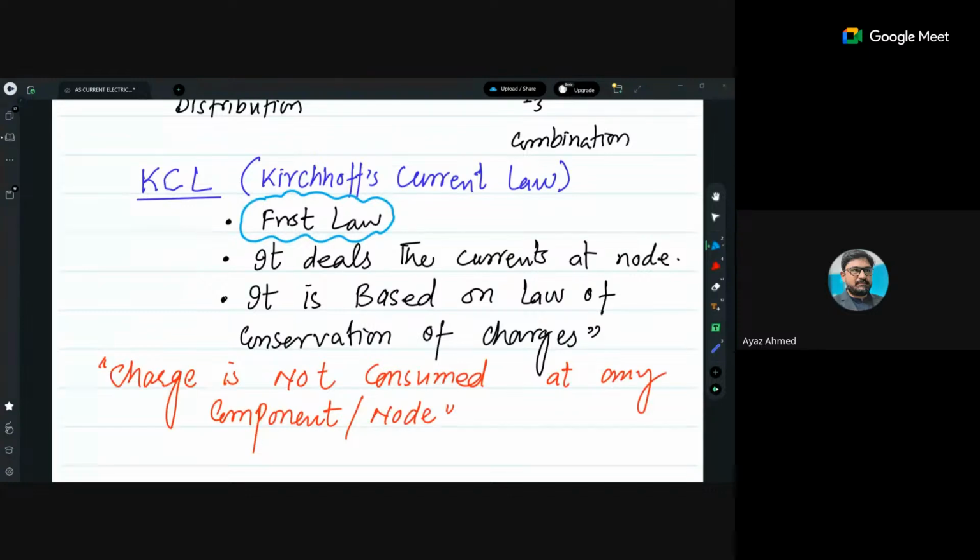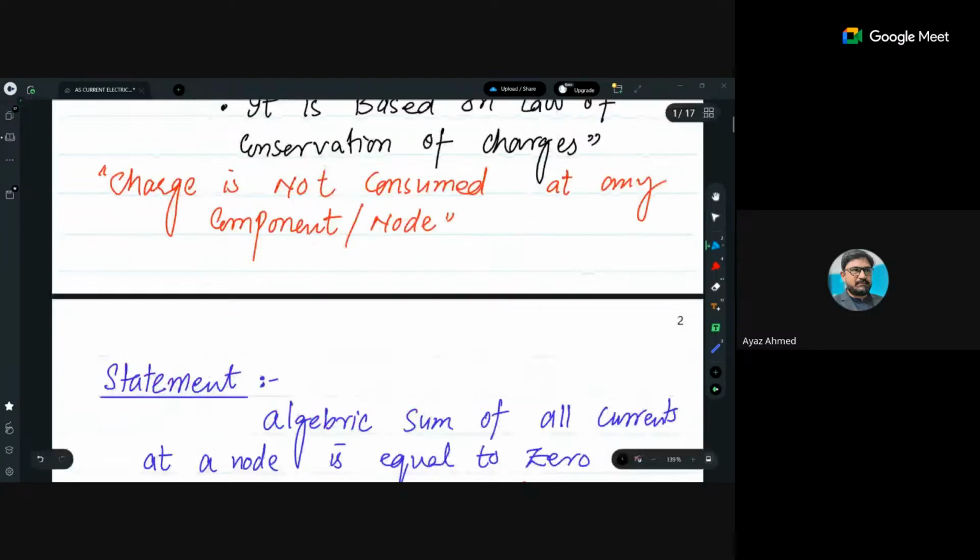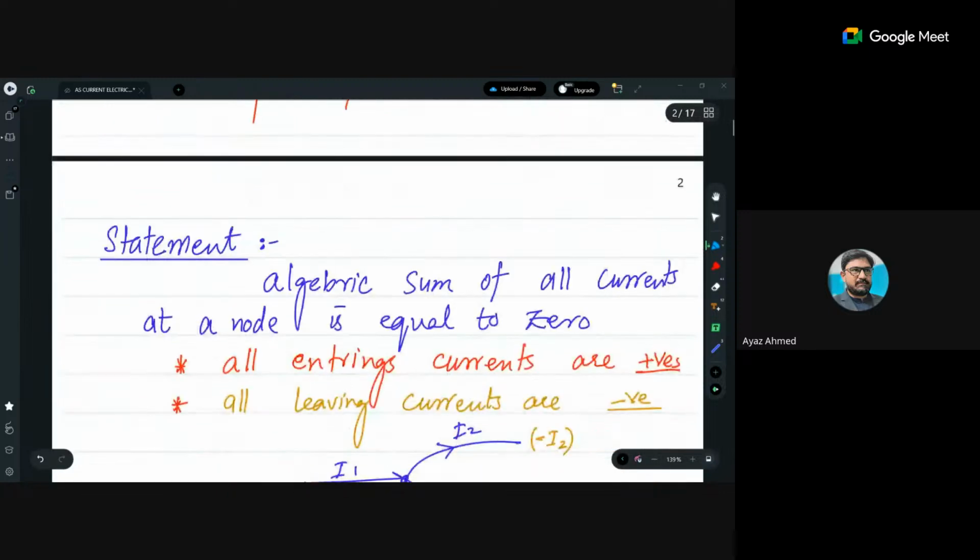How does the examiner ask you this? Okay, Kirchhoff's current law or Kirchhoff's first law deals with what? Law of conservation of charges. You have to remember that. You have to recall that this law deals with the law of conservation of charges. Charge can neither be consumed nor be destroyed at any component. Any charge can be moved from one point to another point, but it is not being consumed.